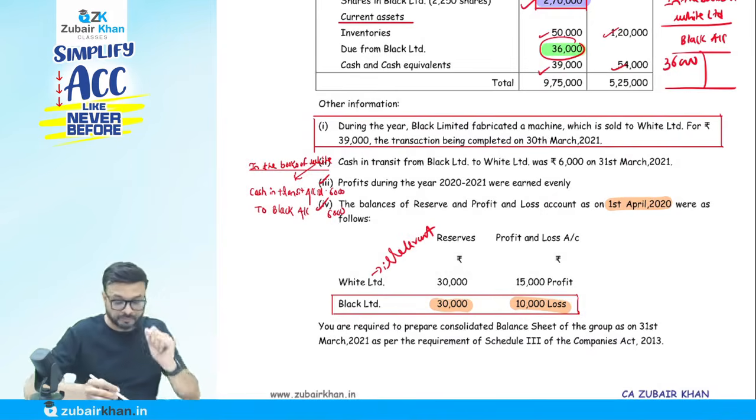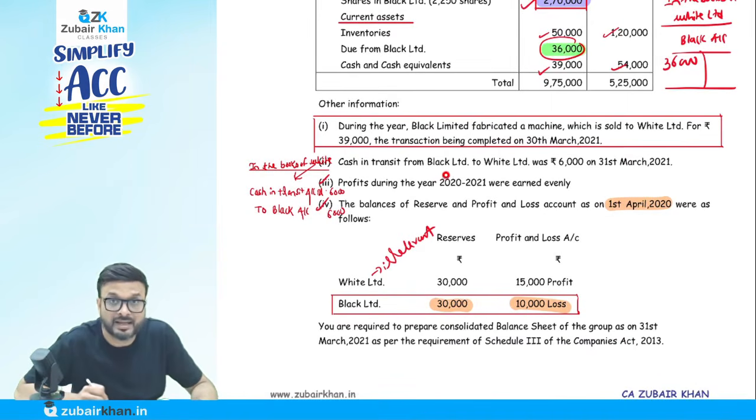Now, the interesting part. The cash in transit from black limited to white limited was rupees 6,000 on 31st of March 2021. So basically some cash was sent by black limited to white limited, 6,000, which is still in transit, not received by white limited. In the books of white limited, if they receive the cash, what entry will they pass? Cash account debit. Like when you receive from the customer, what entry do we pass? Cash account debit to debtors account. I cannot say cash account debit because we have not yet received the amount, which is still in transit. So we are going to pass the entry: cash in transit account will be debited to black account. Black is the name of the other party, in the books of white limited.